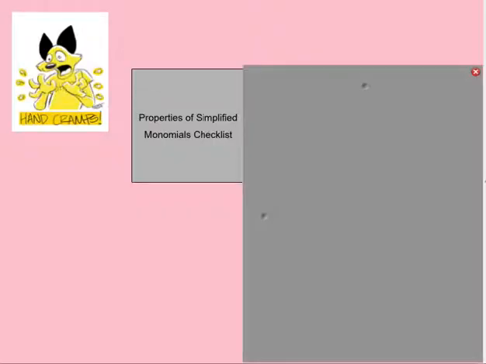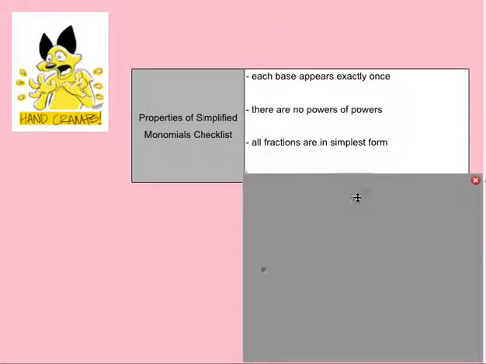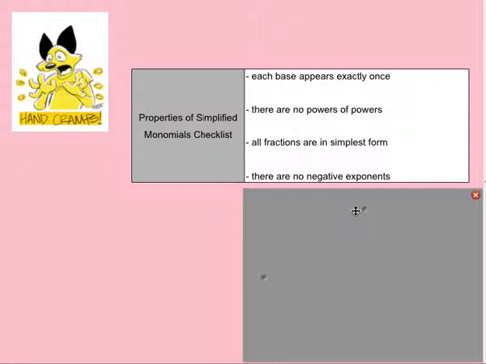Okay, so let's take a look at this. We talked about this a little bit on the last note sheet. Here are the things you need in order to have a simplified monomial. First of all, each base can only appear once. We want to have only one a. Whatever exponent is fine, but we don't want to have a squared and then down the road a again. We want to combine those.